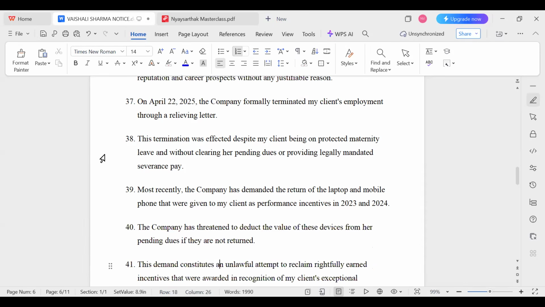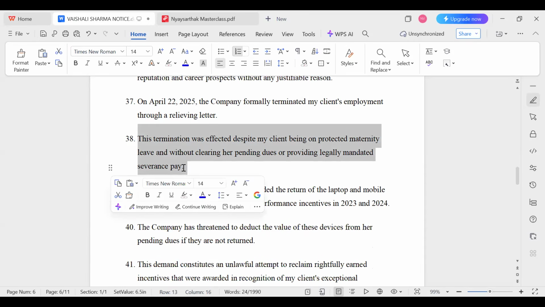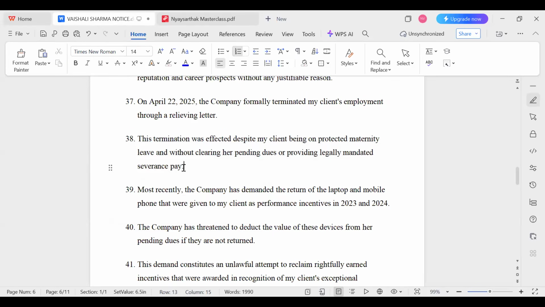Then it was written that this termination was effected despite my client being on protected maternity leave, because if anyone sends a termination email to your client when she is on maternity period, that will constitute a crime, and that may give rise to a criminal case against the employer. So keep this in mind. If any of your colleagues or clients is facing such a thing, then the employer will be liable for violating the Maternity Benefit Act.